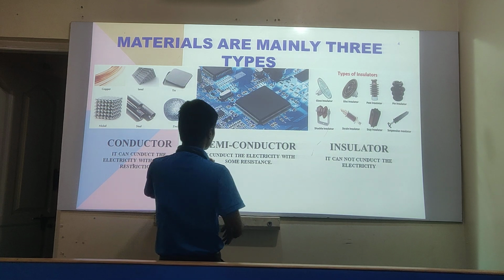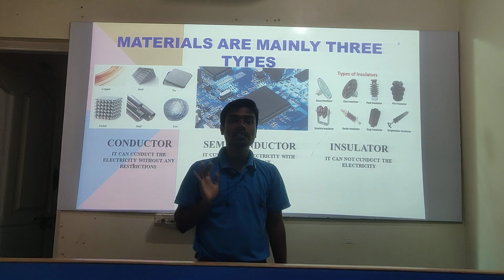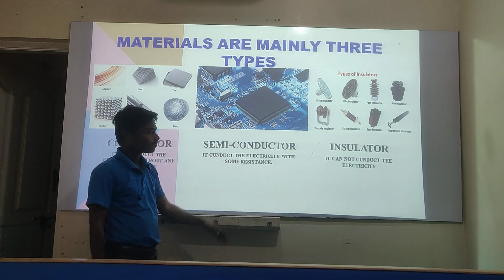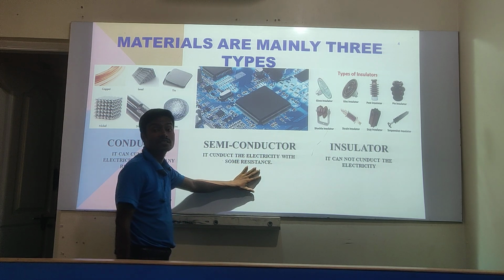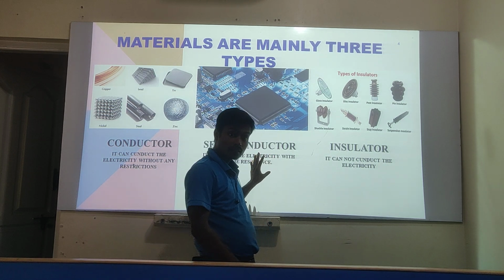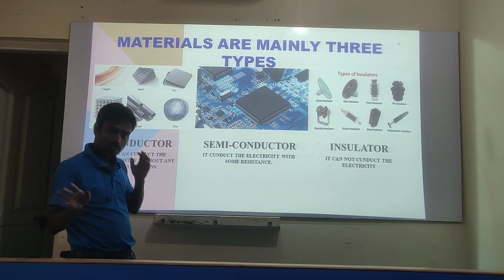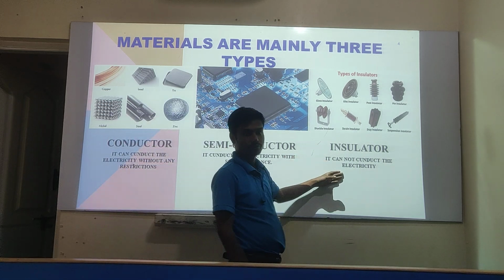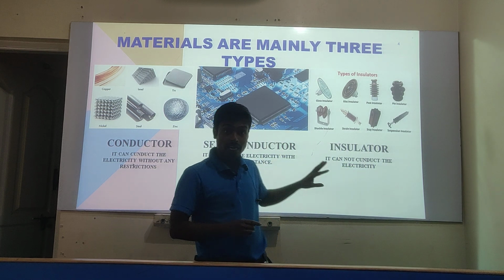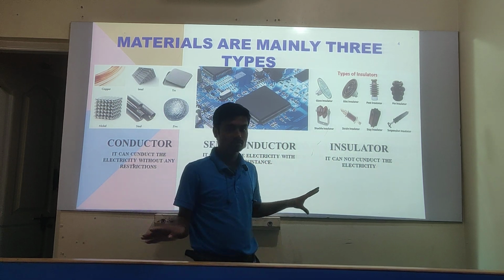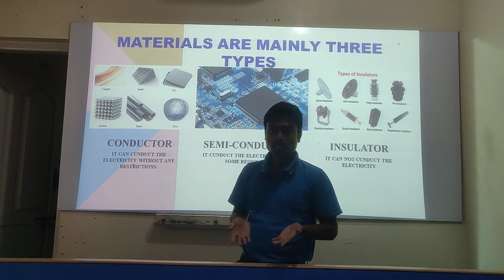Okay. Then our main thing, which is the cause of our electronics, is the semiconductor. So a semiconductor can conduct the electricity with some resistance. Why with some resistance? Because it is not purely conducting and not purely insulating. It has both properties and both are mixed together, so it will conduct electricity. It is not that it will not conduct electricity at all. It will conduct the electricity, but with some restrictions. Okay.